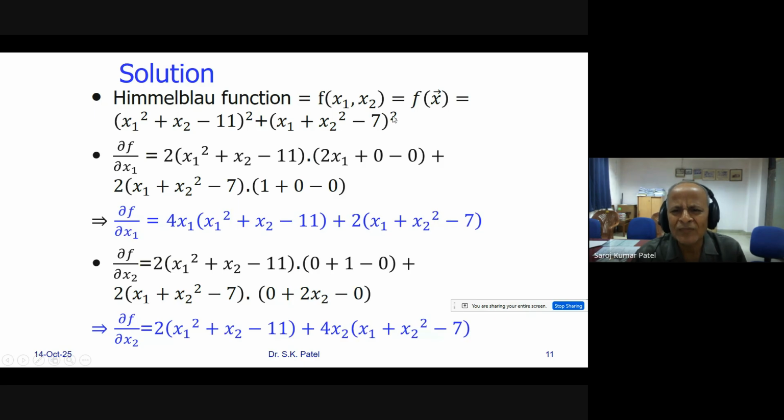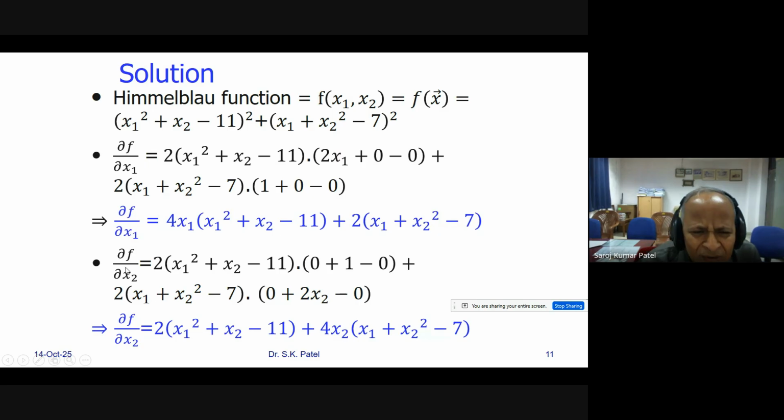Now for the second term, again twice whatever is inside, into the derivative of what is inside. For x1 it is 1, for x2 square it is 0, where x2 is constant, and for 7 it is 0. So on simplifying we get this one. So this is del f del x1.